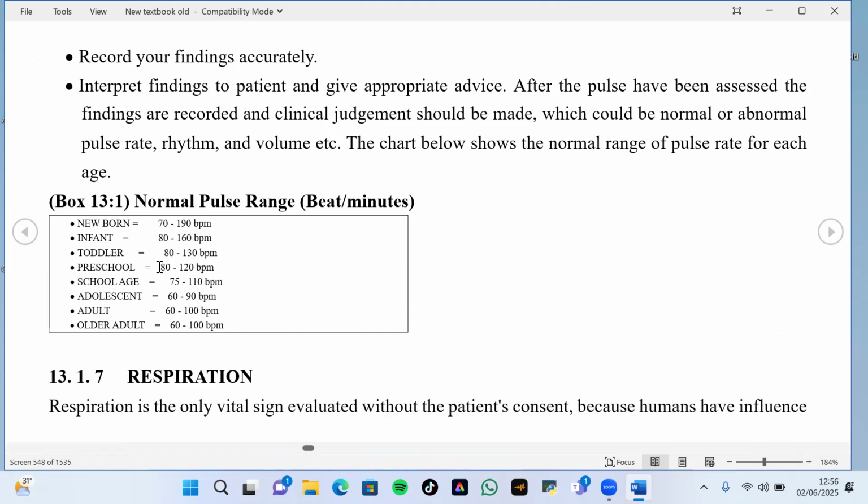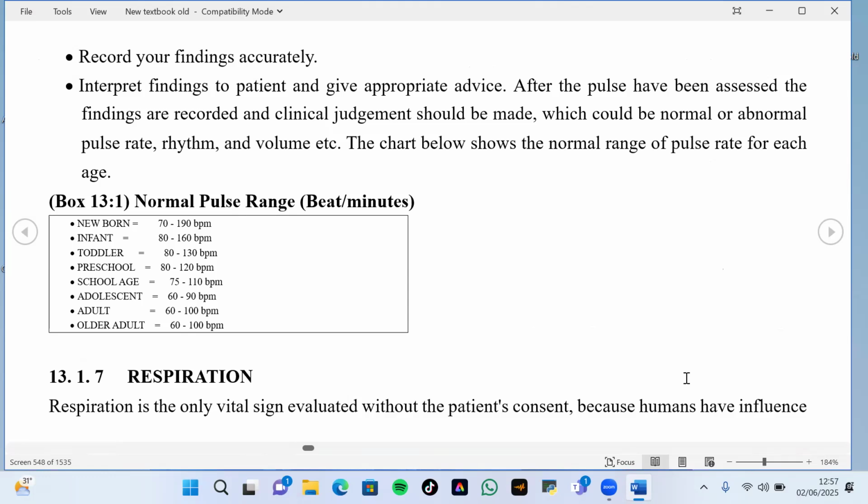School age is 75 to 110 beats per minute. Adolescent 60 to 90 beats per minute. Then adult is 60 to 100 beats per minute. I mean, older adult, 60 to 100 beats per minute. So these are the normal ranges. Any rate below or above this for a particular age group, like newborn, infants, toddler, preschool, school age, adolescent, adults, older adults, is considered abnormal.